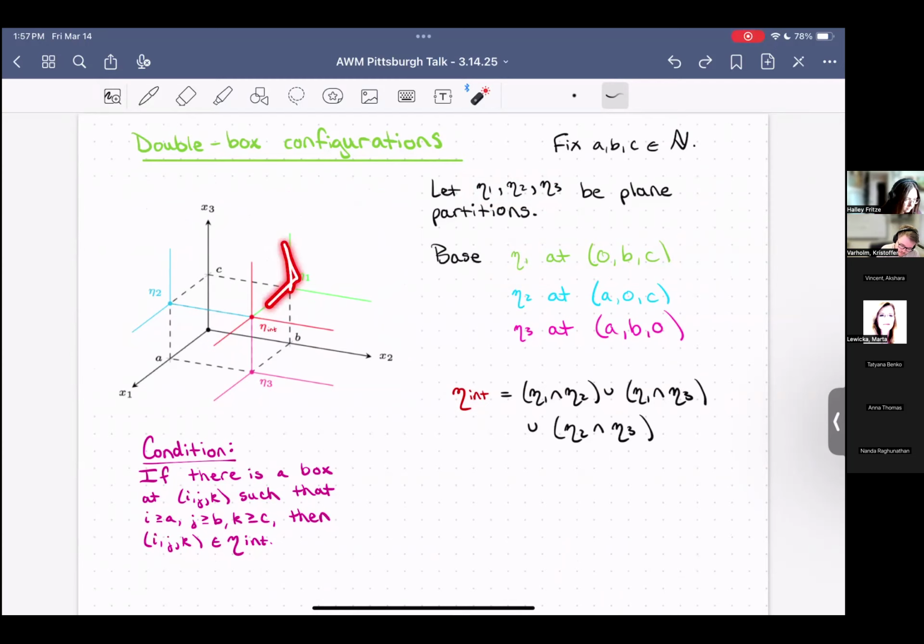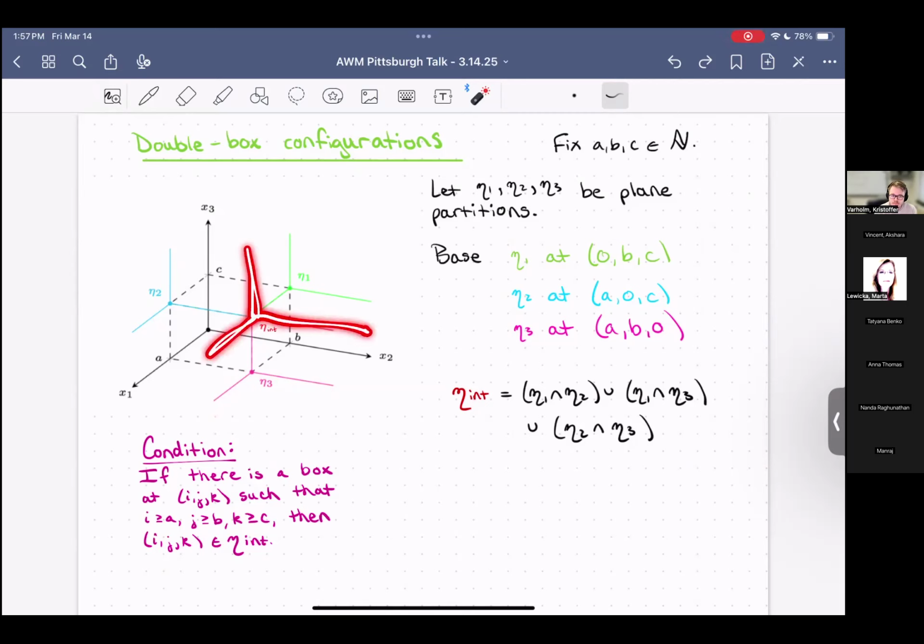So eta 1 lives here. Eta 2 is at A0C, so it lives over here. And eta 3 is at AB0, so it lives down here. All three of these plane partitions might intersect starting here at the point ABC. We call this the intersection space. In the intersection space, if there are boxes there, this is also a plane partition, and we'll call it eta int.